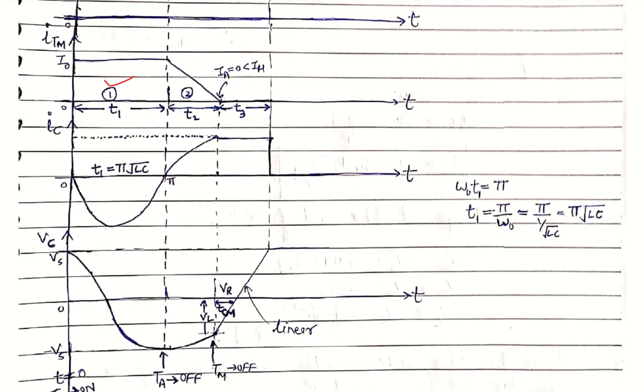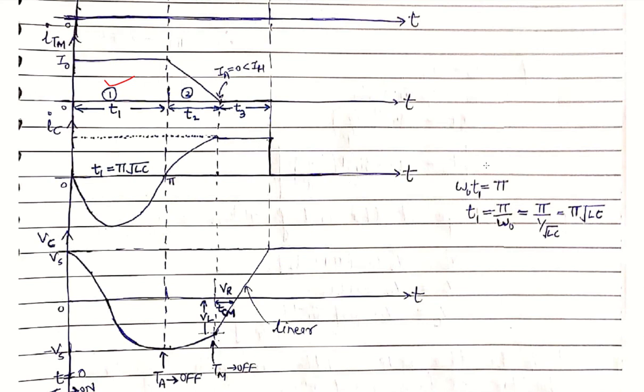And what is the capacitor expression? It is a cosine function, so it will start in this fashion, starting from plus Vs, because the capacitor is initially charged with plus polarity. At the end of this mode, up to time T1, the capacitor reverses its polarity and has the polarity of minus Vs. So thyristor Ta is off at the time T1.